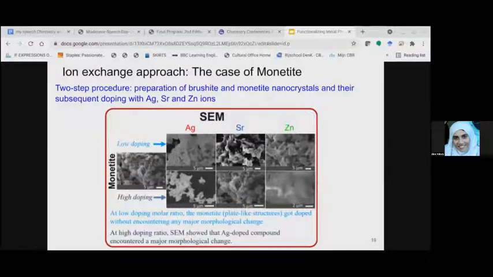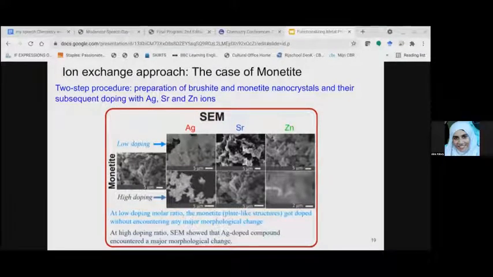I decided afterwards to understand more about brushite, but I found that its anhydrous counterpart, which is known as monetite, is more stable and would give a better understanding. So I used a two-step process to first synthesize monetite and then dope it with the ions of interest. And here I started to use silver, strontium, and zinc.